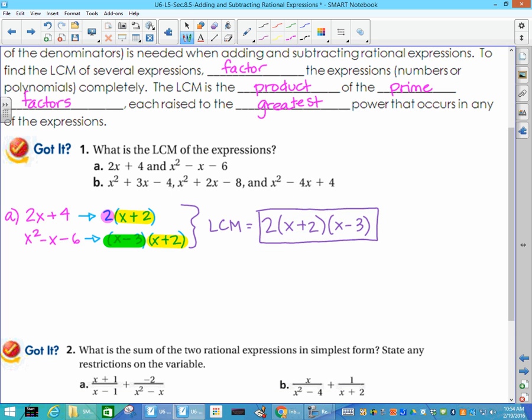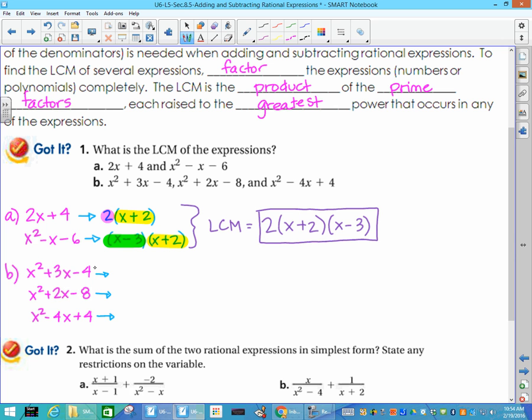Let me go down just a bit there. All right, so part B, we have 3 terms this time. I have x squared plus 3x minus 4. And I have x squared plus 2x minus 8. And I have x squared minus 4x plus 4. Now, each of those needs to be factored.